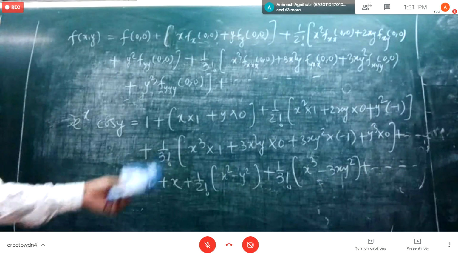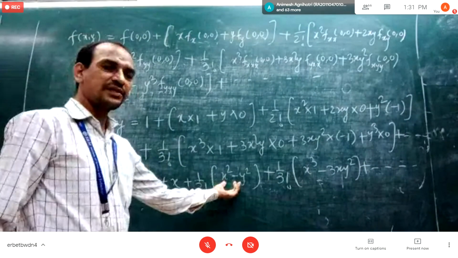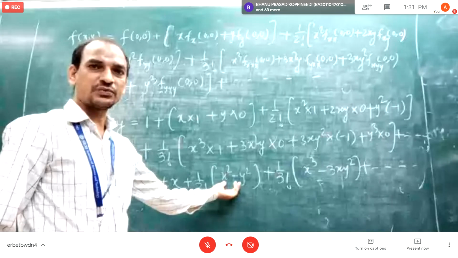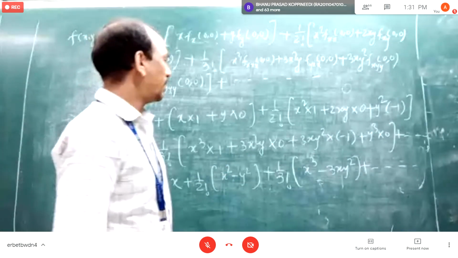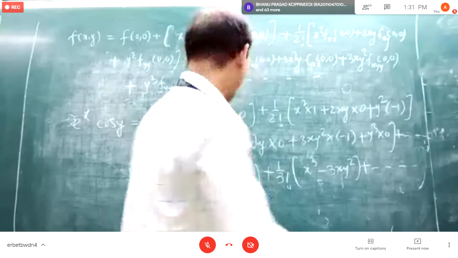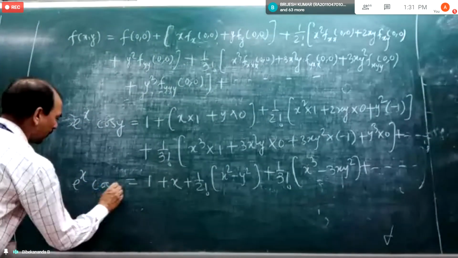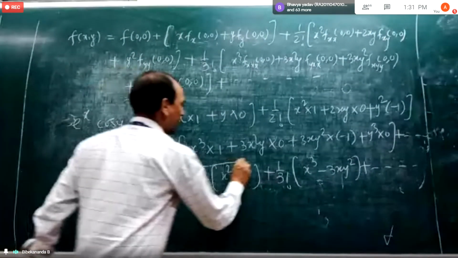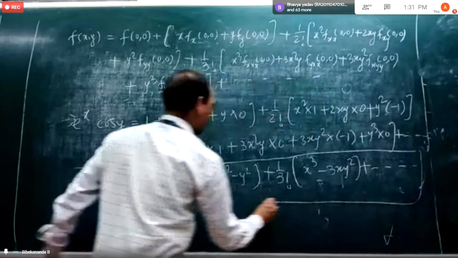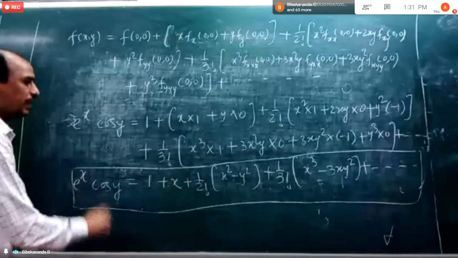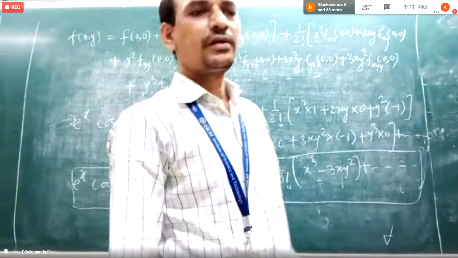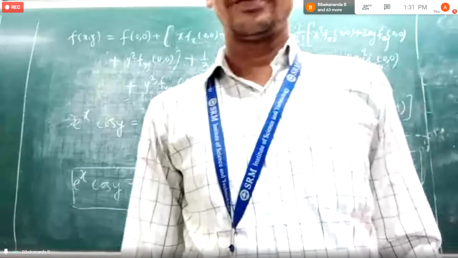So you can leave it from here, or you can factorize x square minus y square as x minus y into x plus y. Or better, you leave it from here. No problem. So this is your Taylor series expansion of cos e to the power x into cos y about the point 0, 0. Everybody got it?